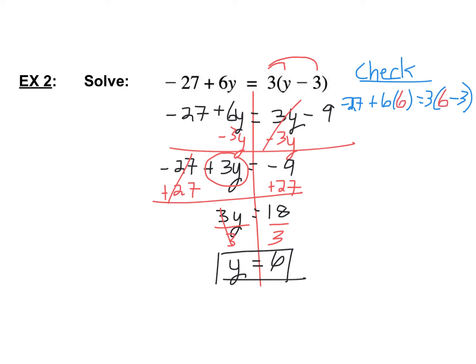So on the left-hand side, I have negative 27. 6 times 6 is 36. And then on the right side, I have 3 times 6 minus 3 is 3. And then on the left side, negative 27 plus 36 is indeed 9. And then on the right side, 3 times 3 is 9. So the left side does equal the right side, so our solution is good.